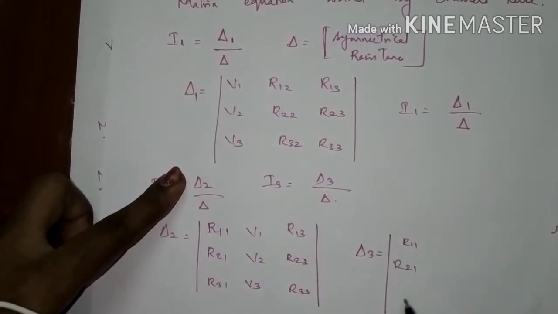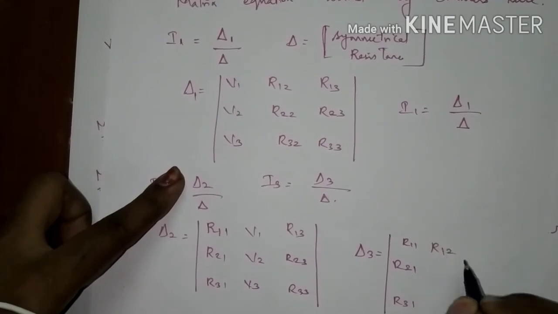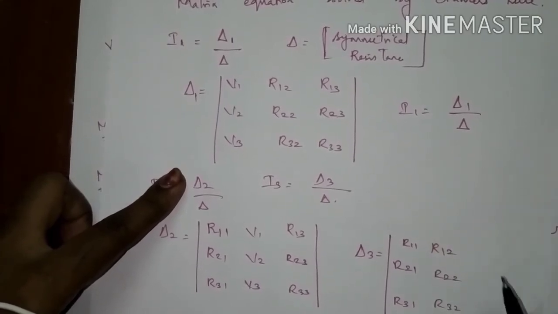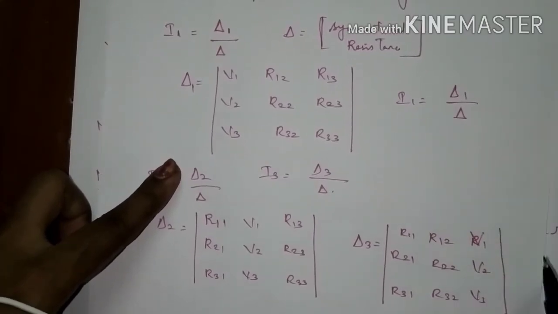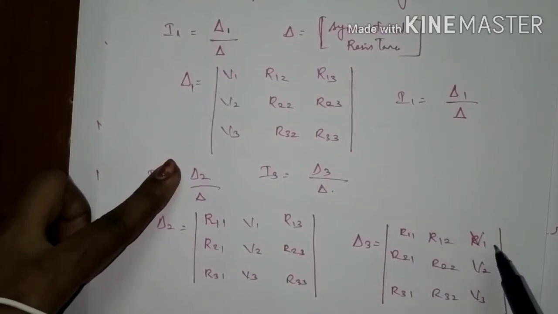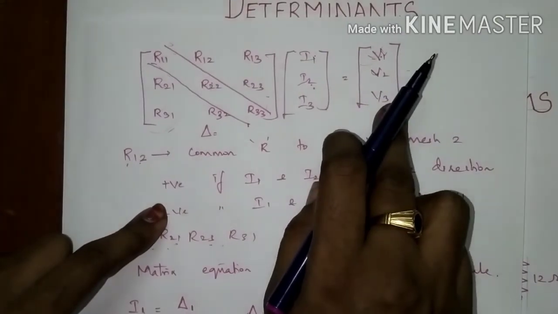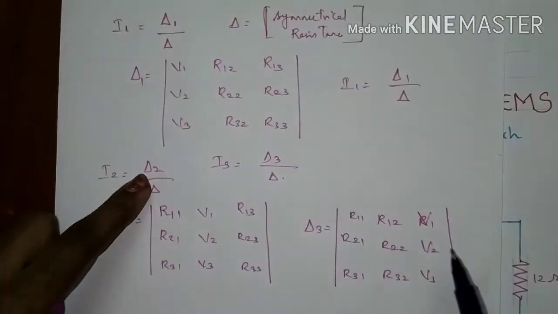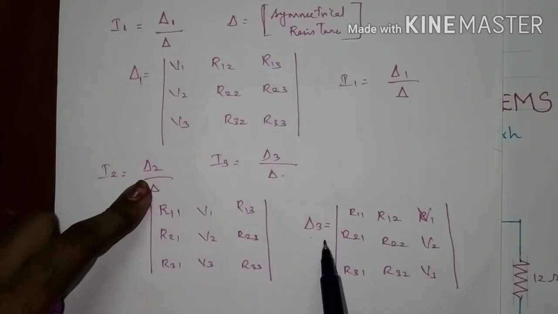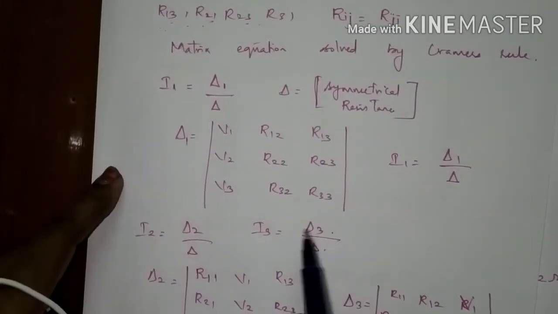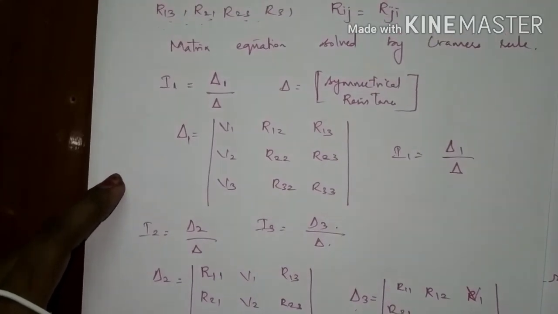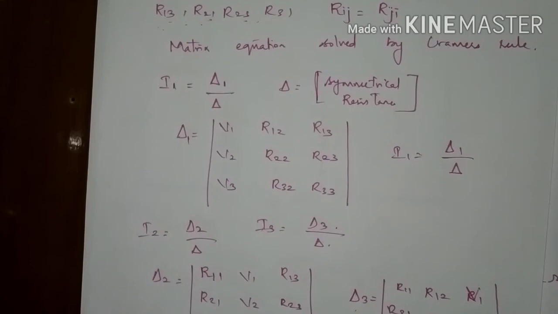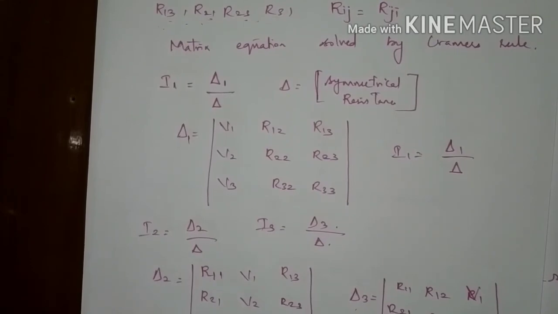R11, R21, R31, R12, R22, R32, V1, V2, V3. Remove the last column from the symmetric resistance matrix and attach the voltage values present on the right hand side as the last column. You will get the value of del 3. Substitute the values of del 3 and del 2 here, and you will get the values of I1, I2 and I3. Very simple. By using Cramer's rule, we can solve the mesh current equations.